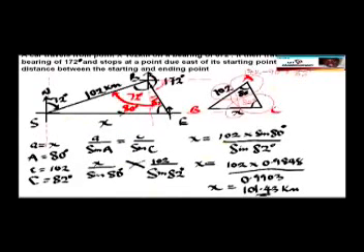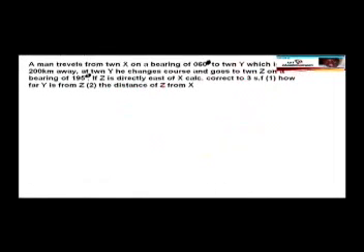Now we'll go over to another question. This time around, the question says a man travels from town X on a bearing of 60 degrees to town Y, which is 200 kilometers away. At town Y, he changes course and goes to town Z on a bearing of 195 degrees. If Z is directly east of X, calculate to three significant figures how far Y is from Z.